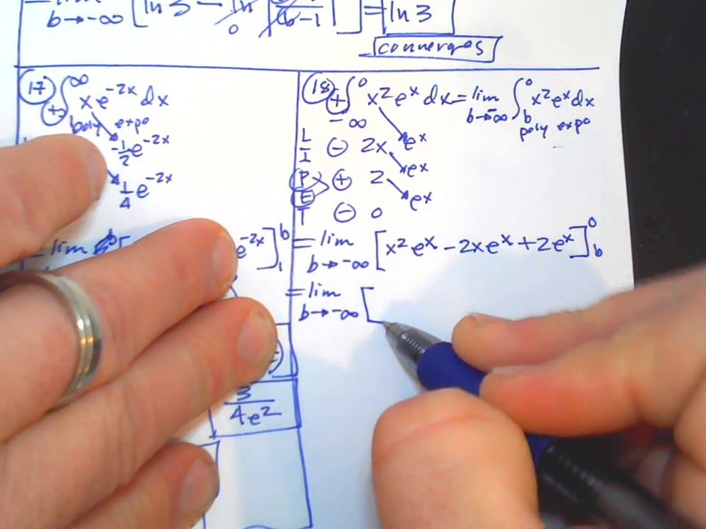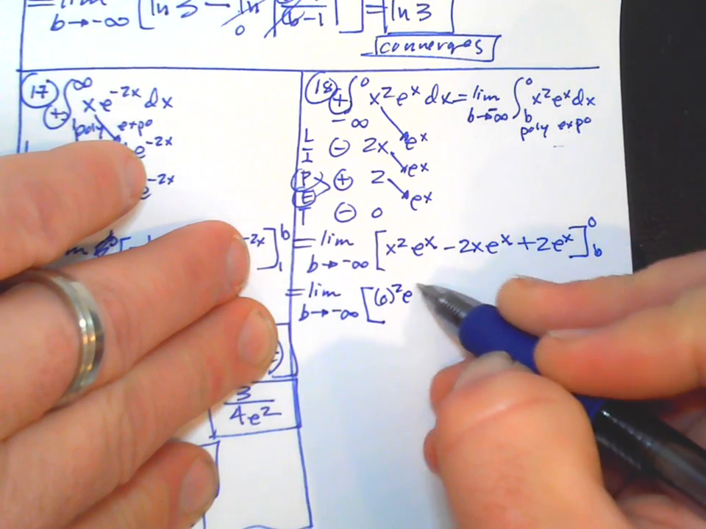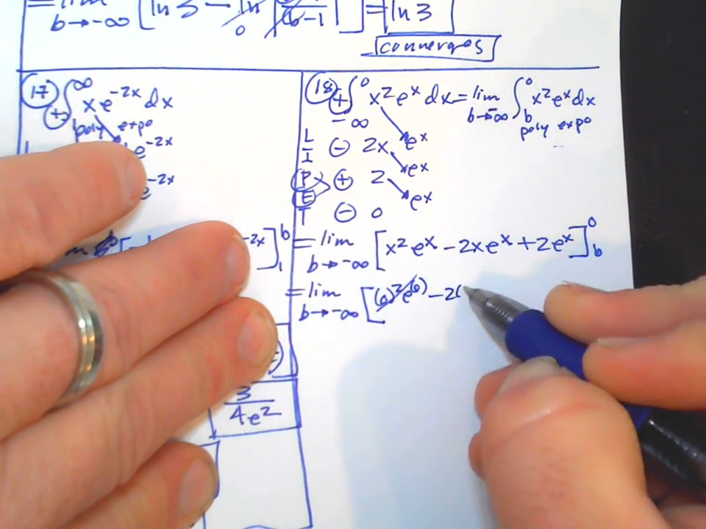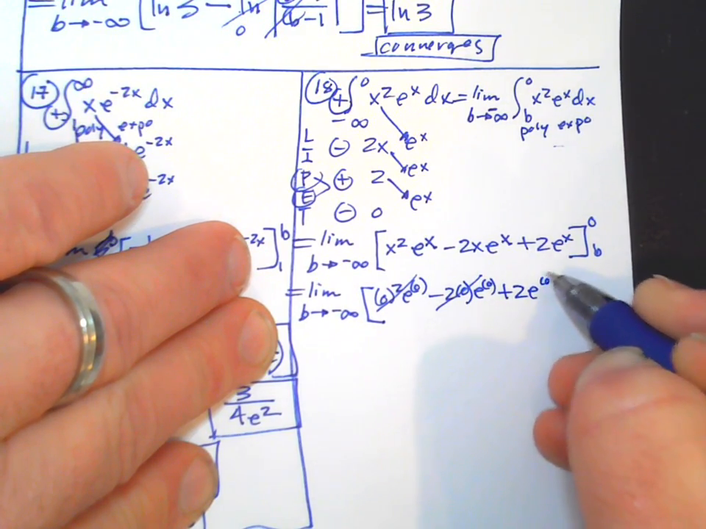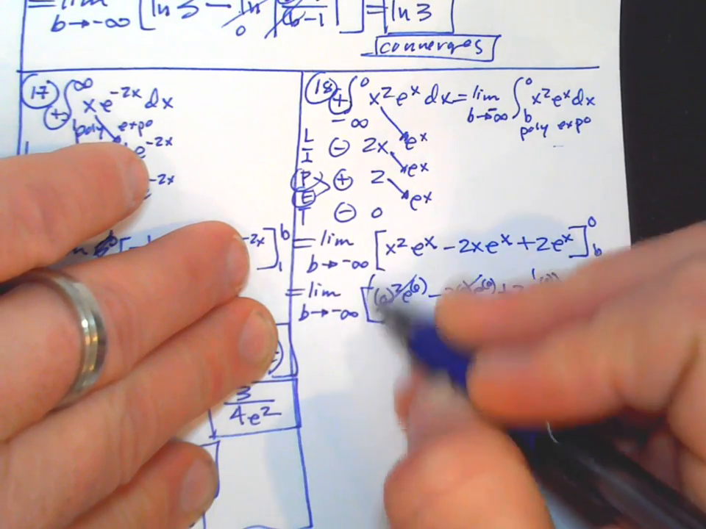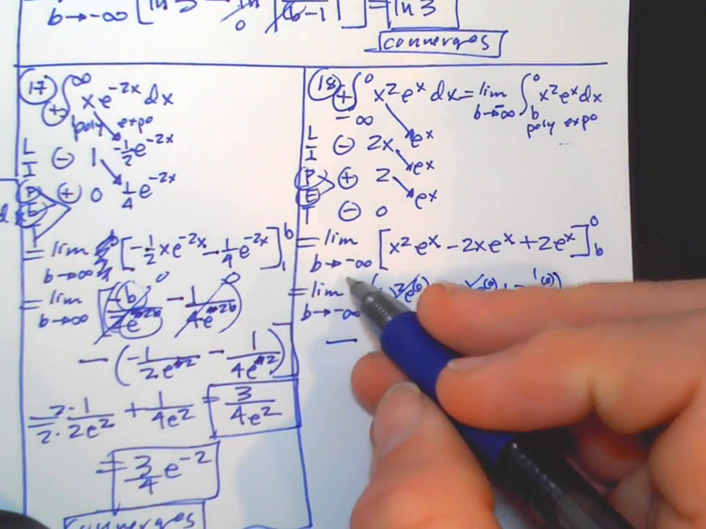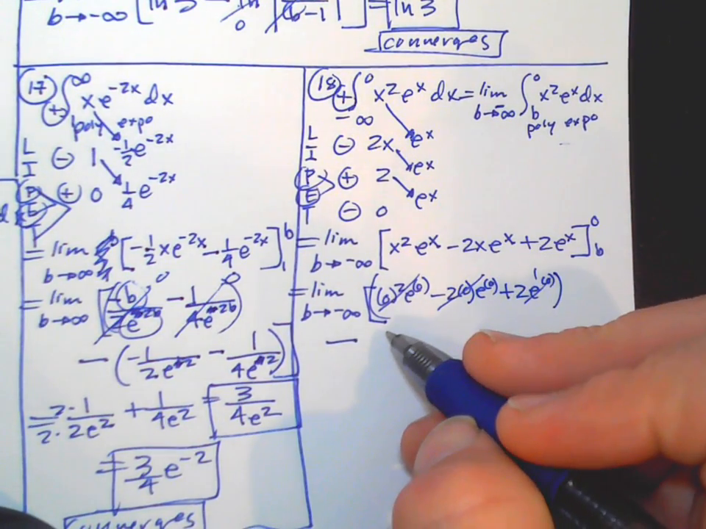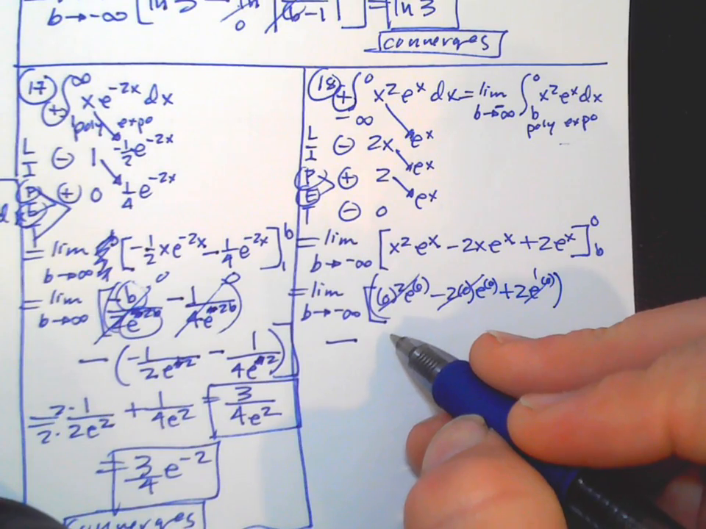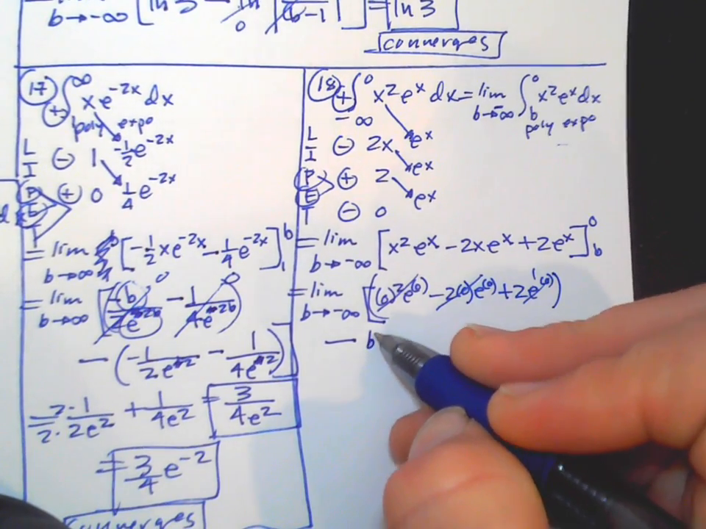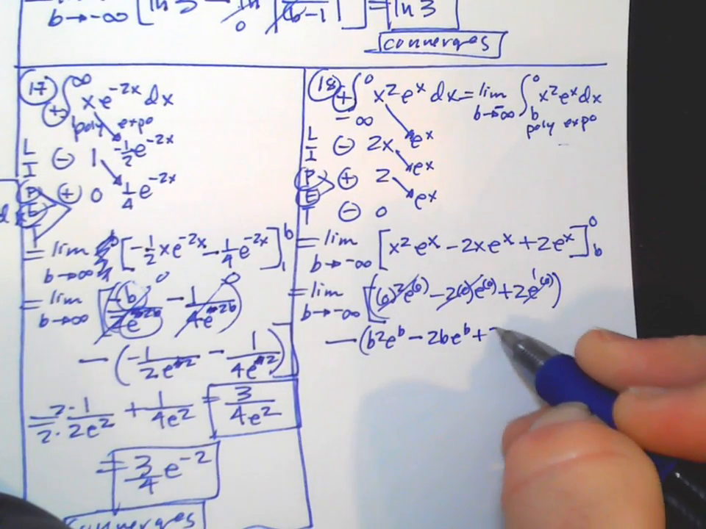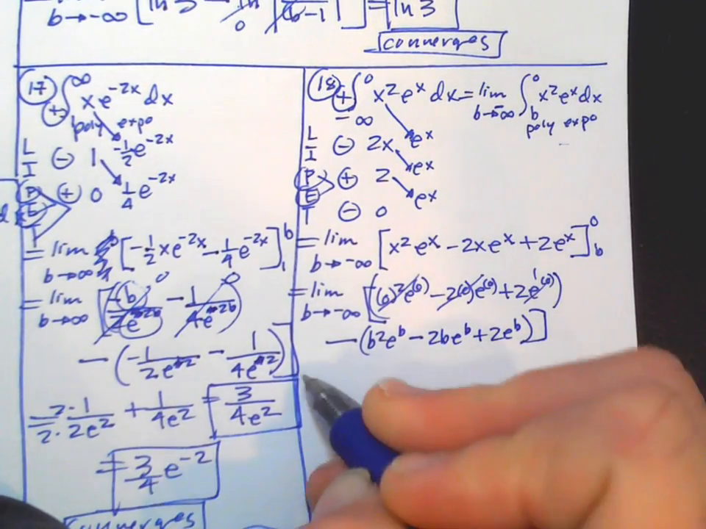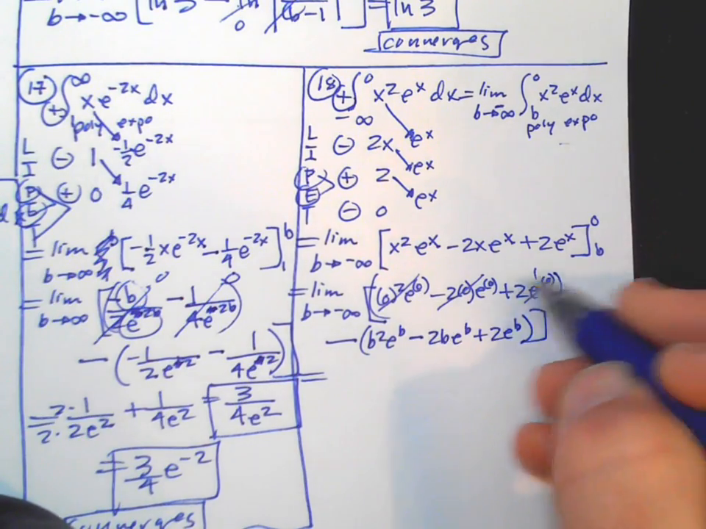So we're going to plug 0 in. So 0 squared e to the 0, it's going to go away. Minus 2 times 0 e to the 0, it's going to go away. Plus 2 e to the 0, that's not going to go away. That's going to be a 2. Minus, now we're going to plug in b: b squared e to the b minus 2b e to the b plus 2 e to the b. So we're going to have a 2 left here.